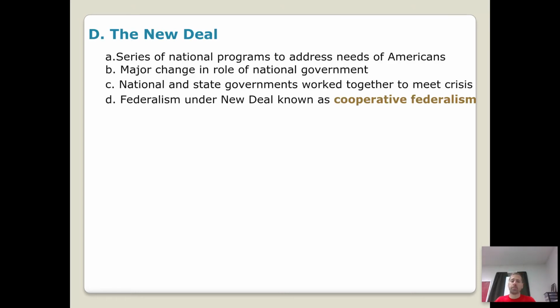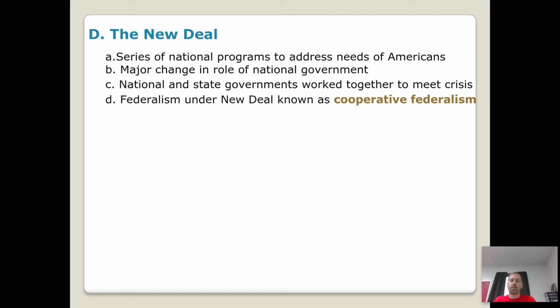We have the great stock market crash, Great Depression. FDR comes in, starts a whole host of New Deal programs to address the needs of all Americans. At first, with the Great Depression, most people wanted to do it on their own. It was a state issue. But as the country kept going lower and lower, people turned to the national government. And so the national government stepped in. And the national government and state governments started working together.